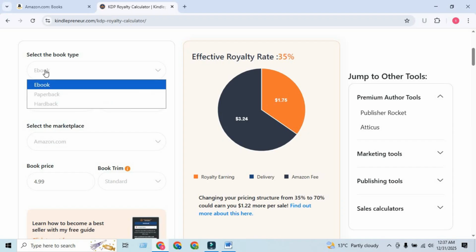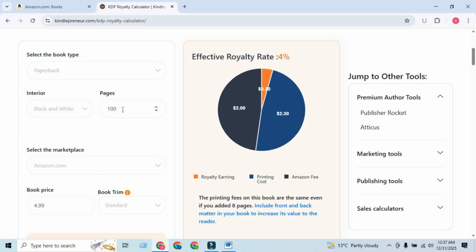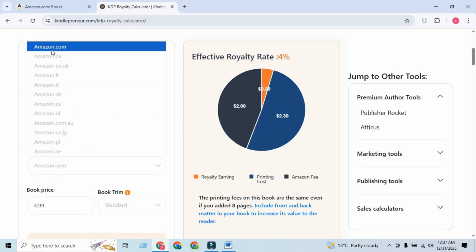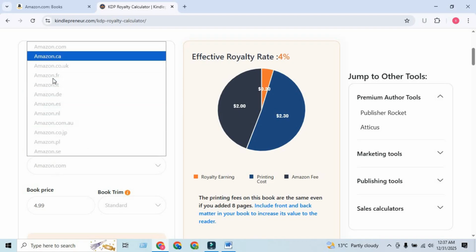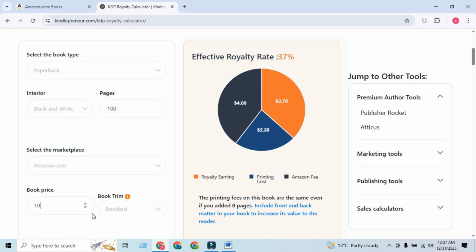Okay, fill in the details. Book type paperback, interior black and white, pages 100, marketplace amazon.com. You can also select a specific country if you want. Okay, book price $10, book trim standard, that means 6 into 9 inch. Now look carefully. This highlighted section shows the printing cost. So here the printing cost is $2.30. Hopefully now you will not face any confusion about printing cost.